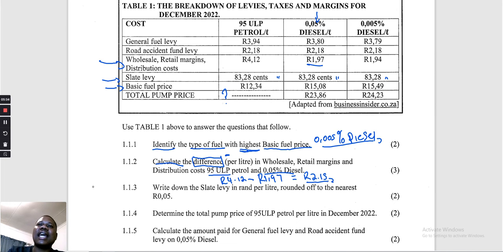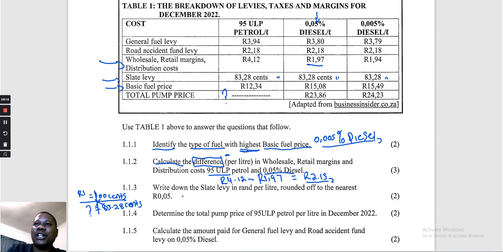Because I am the master of cross multiplication in Mathematical Literacy, I don't want you to get it wrong. You need to know the relationship between rands and cents. In Mathematical Literacy, or in reality, we know that 1 rand has 100 cents. So we put our 83.28 cents here, and because we don't know how much this is in rands, we put a question mark, therefore we cross multiply.